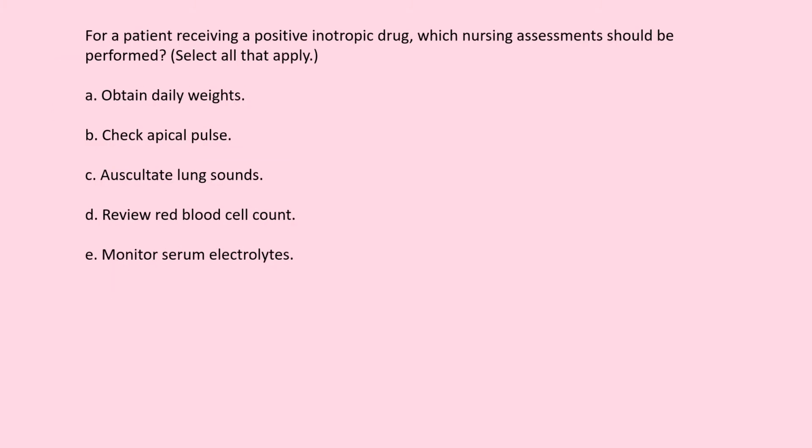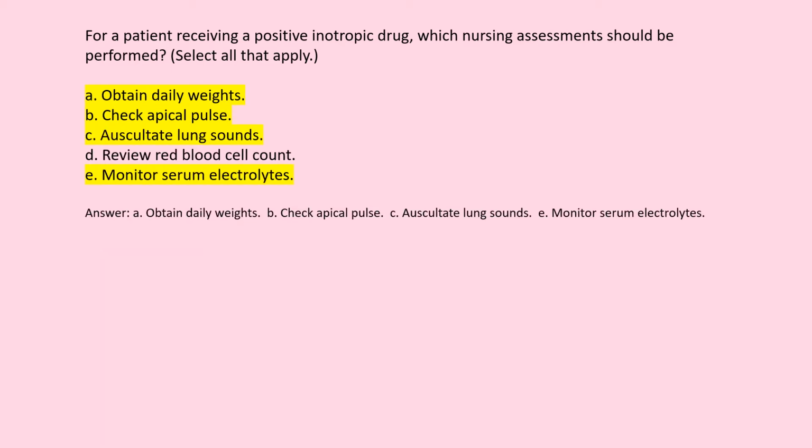For a patient receiving a positive inotropic drug, which nursing assessments should be performed? Select all that apply. A. Obtain daily weights. B. Check apical pulse. C. Auscultate lung sounds. D. Review red blood cell count. E. Monitor serum electrolytes. Answer. A. Obtain daily weights. B. Check apical pulse. C. Auscultate lung sounds. E. Monitor serum electrolytes.